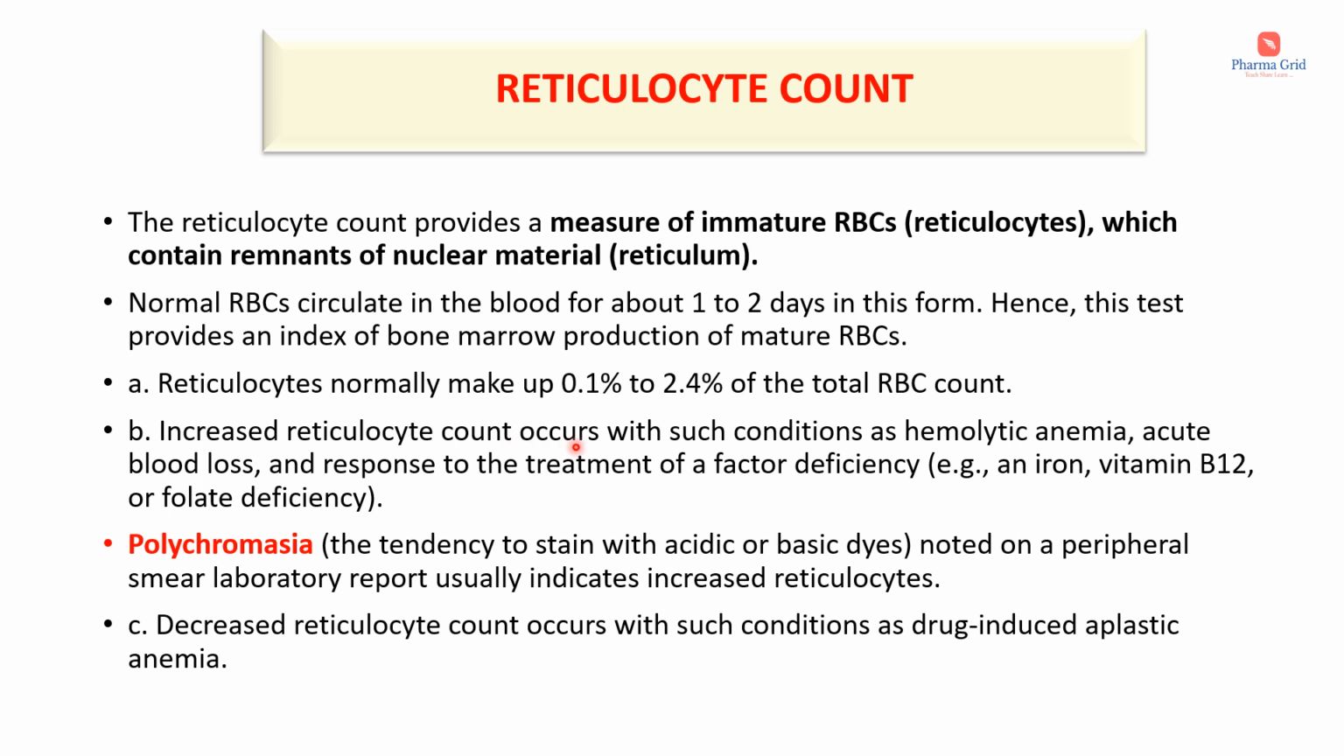Increased reticulocyte count occurs with such conditions as hemolytic anemia, acute blood loss, and response to the treatment of a factor deficiency, for example, an iron, vitamin B12, or folate deficiency. Polychromasia is a tendency to stain with acidic or basic dyes. This condition, noted on a peripheral smear laboratory report, usually indicates increased reticulocytes. Decreased reticulocyte count occurs with such conditions as drug-induced aplastic anemia.